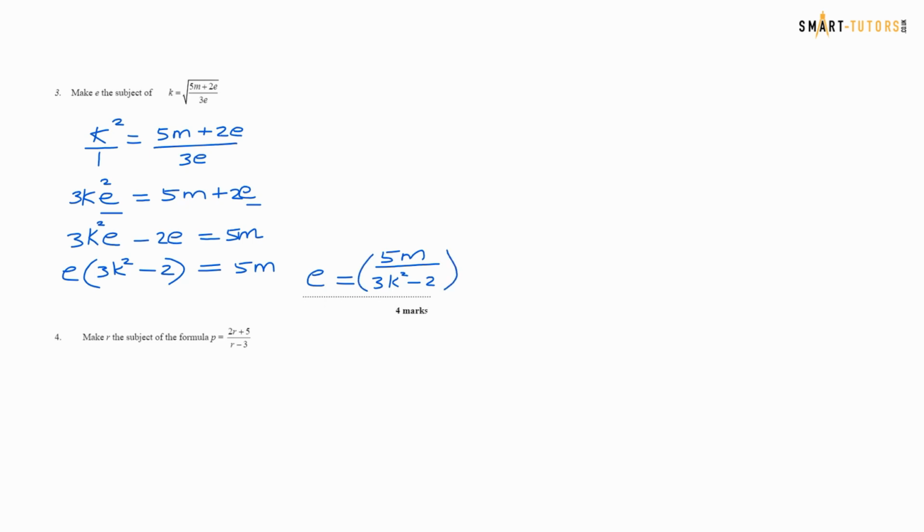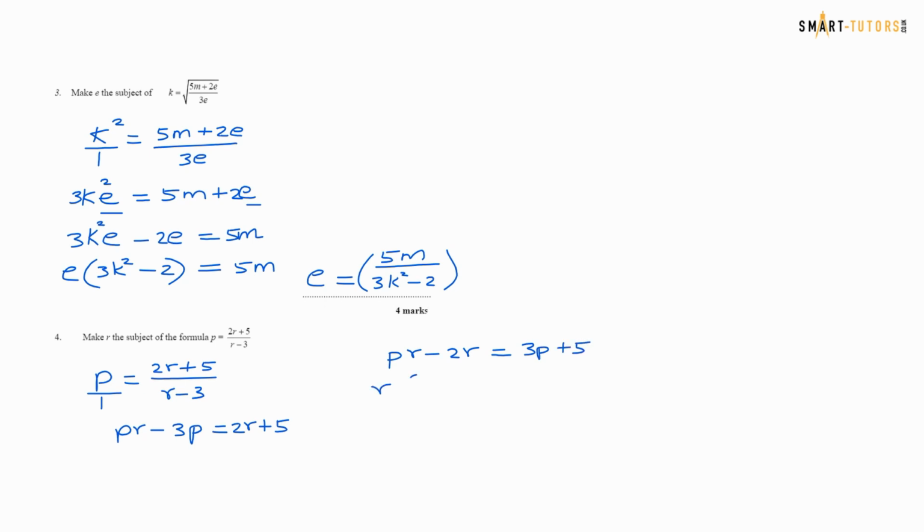Question number 4. Make R the subject of the formula P equals 2r plus 5 over r minus 3. So P equals 2r plus 5 over r minus 3. So P over 1, cross multiply. So Pr minus 3P equals 2r plus 5. So you need to bring the r to one side. So Pr minus 2r equals 3P plus 5.